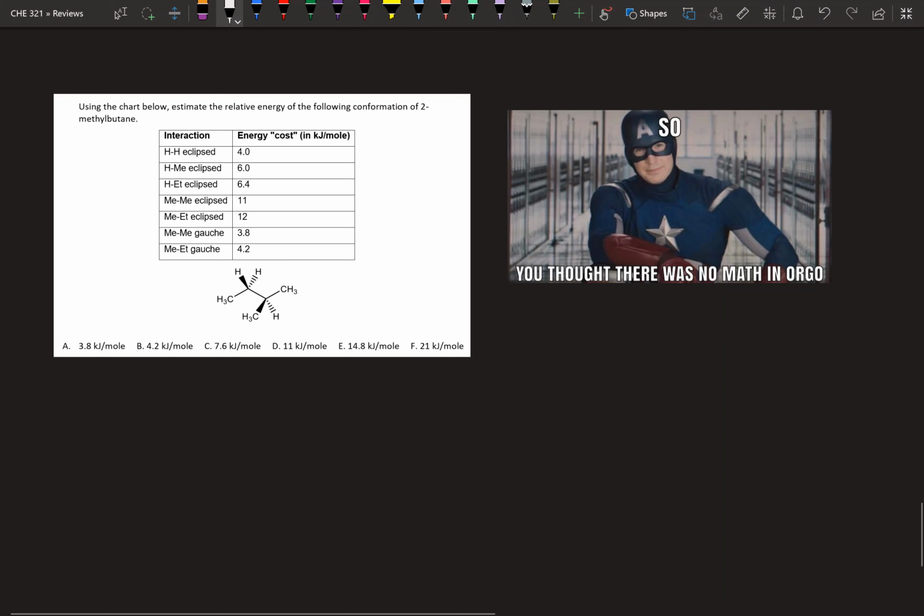It says, using the chart below, estimate the relative energy of the following conformation of 2-methylbutane. The first step in this question, before you even look at this chart, is to draw the Newman projection as shown by that molecule. Let's start out. I'm going to label this. I'm going to take that as the blue carbon, and this as the red carbon. So let's go blue. We have that planar CH3 group coming up, CH3.